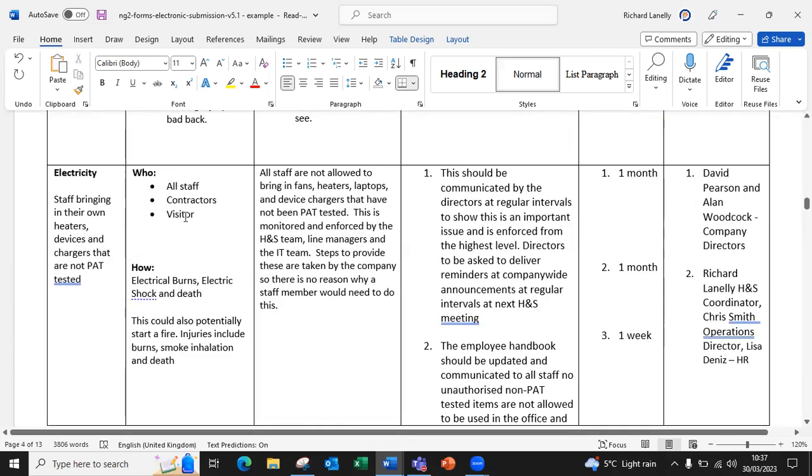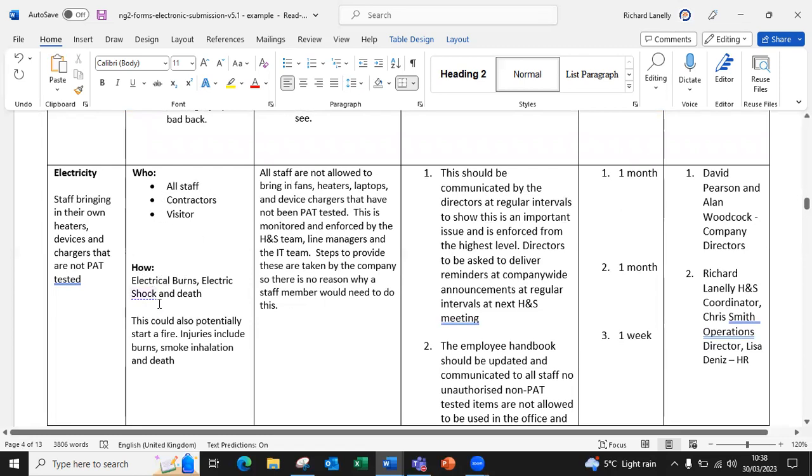All staff, contractors, and visitors, because people could be bringing in these sort of cheap Chinese manufactured iPad chargers or Samsung chargers from eBay that you can get for like £2 and they last like 5 minutes and they can potentially set on fire. So everything brought into the office needs to be PAT tested to make sure that people don't get electrocuted. Okay, so who? All staff, contractors, and visitors.